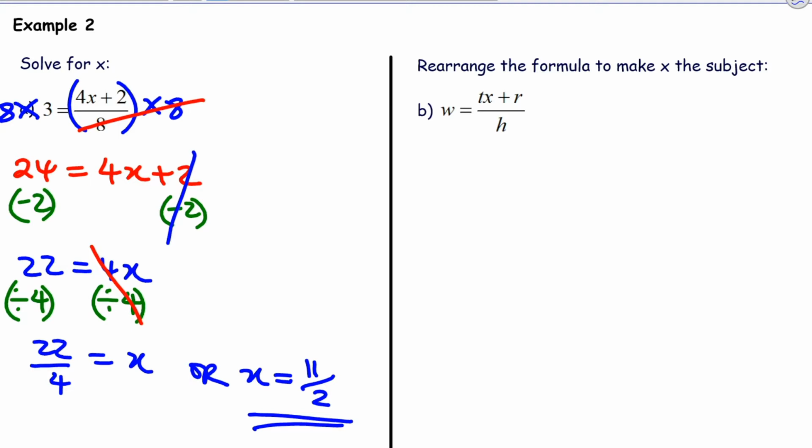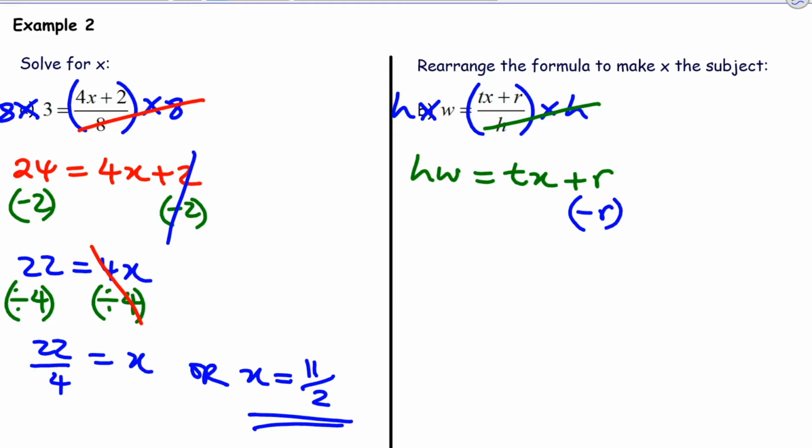All right. So we can apply the same process to the right hand side. So the first step will be multiplying by h, and we have to perform the same on the right hand side to balance the equation. And again, h divided by h is 1. So hw will be equal to tx plus r. The next step is subtracting r from each side because we want to be left with x alone. R minus r, that's 0. So we are left with hw minus r is equals to tx.